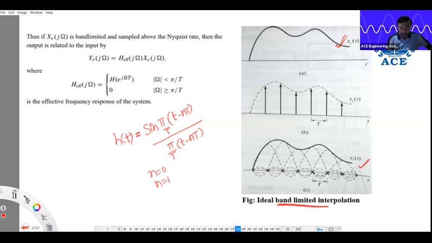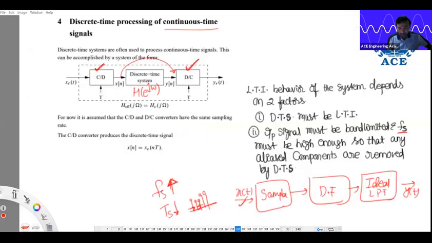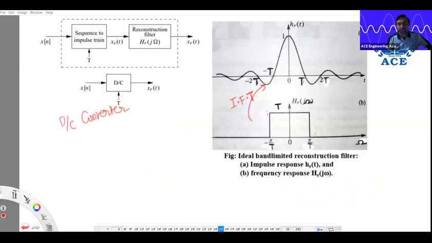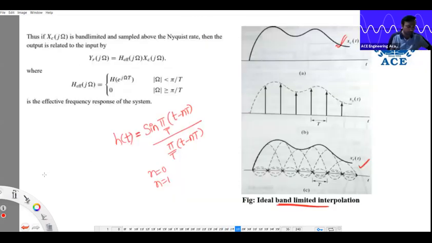What is the reason for using the word ideal? Rectangular spectrum, physically not realizable. It is an ideal filter. For that reason, what are the practical versions of the sampling we have learned? Zero order hold sampling and first order hold sampling. I hope you have remembered all that.